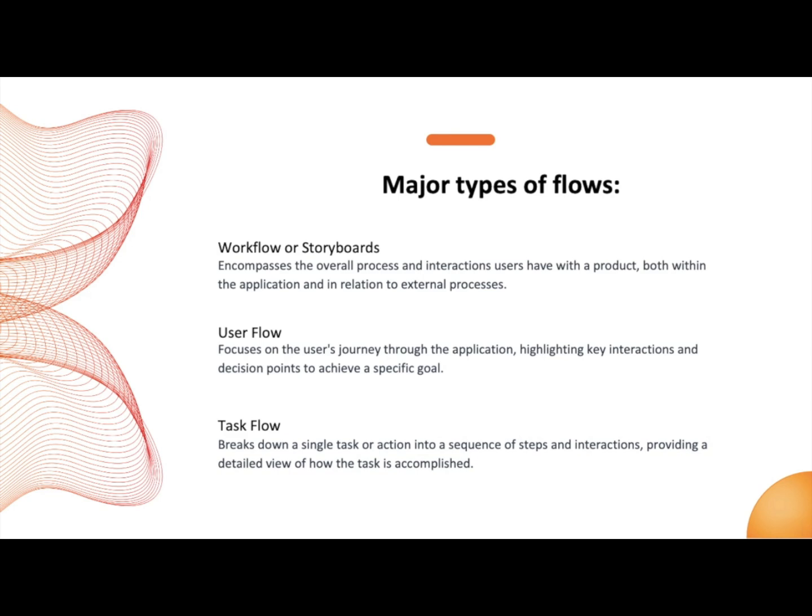Last but not the least is task flow. Task flow is breaking down a single component or a single part of the user flow and presenting that in more detail. It is a more detailed version of a user flow or workflow, but particularly for a specific task, like filling out a form, your checkout experience, or uploading a new video or photo on your social media platform. As its name highlights, it is related to a specific task. We break down a single task into a sequence of steps and interactions, providing a more detailed view of how the task is accomplished. If we look at some examples, we can better understand this.